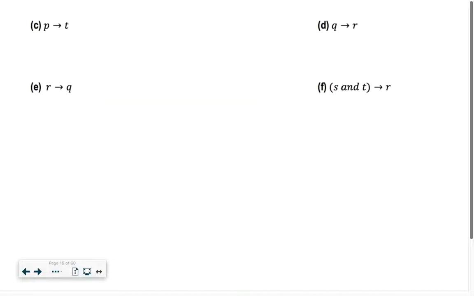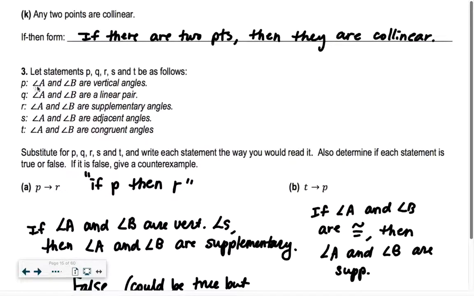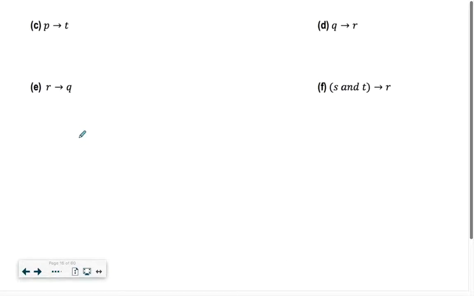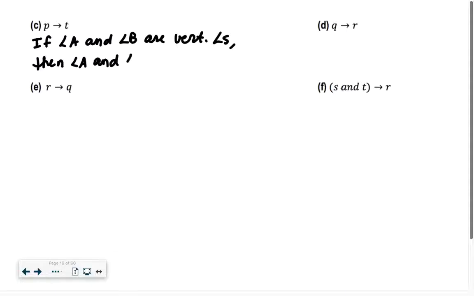Okay, so the next one, P implies T. So let's find one that does work. P implies T. A and B are vertical angles. So if A and B are vertical angles, then A and B are congruent angles. Is that true? Vertical angles, are they always congruent? Yeah. So if angle A and angle B are vertical angles, then angle A and angle B are congruent angles. And that is true.